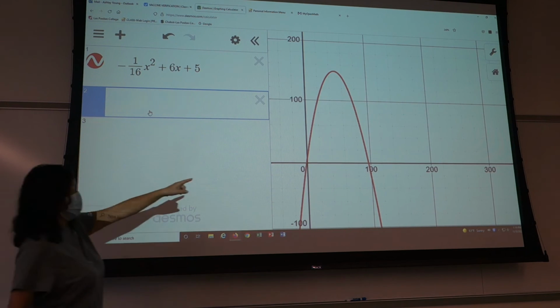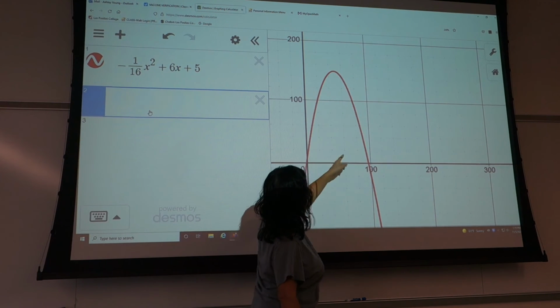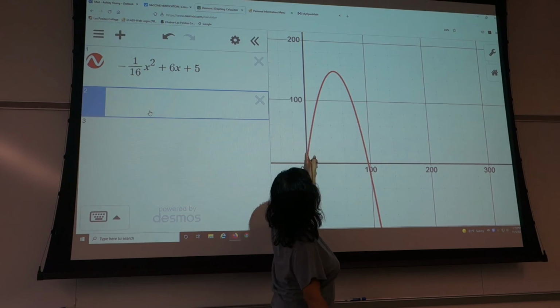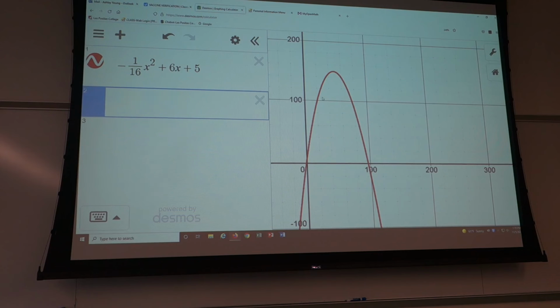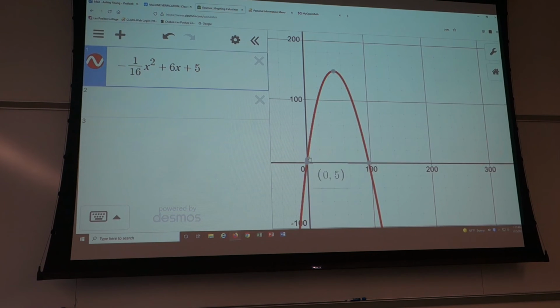Then you can see where it hits the ground and where you start. Where did I start? When x is 0, y is 5. So that's how tall the child is. And then as I go along here, there's my maximum. That's the highest I'm at. And then down here, there's my answer for the end.